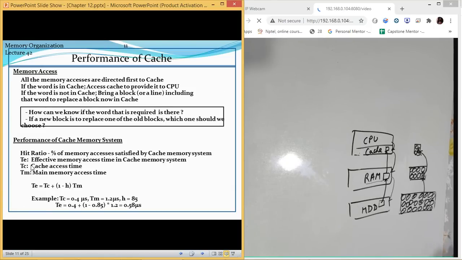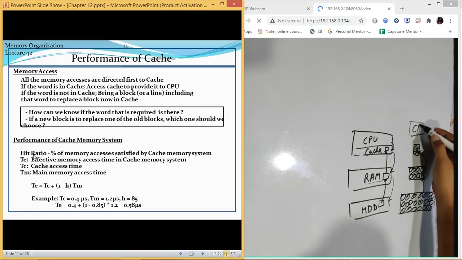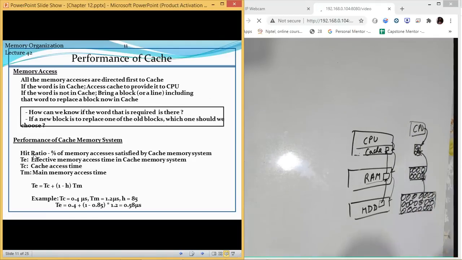Now let us talk about how the cache system works first of all. We have something known as hit ratio. Hit ratio is when your CPU is trying to access the data and it is able to find it inside the cache.